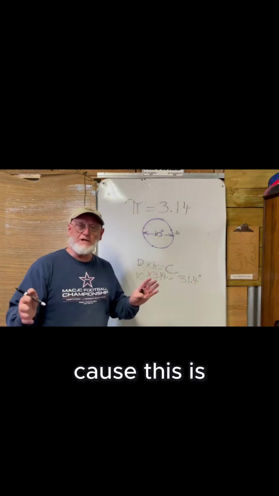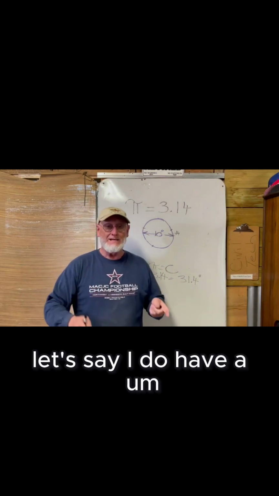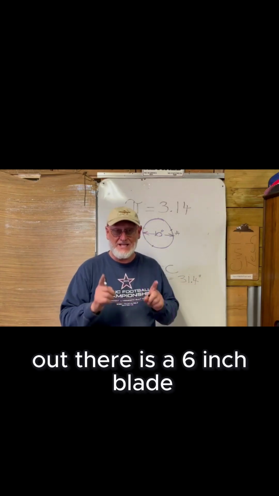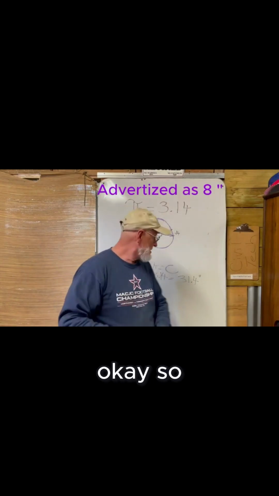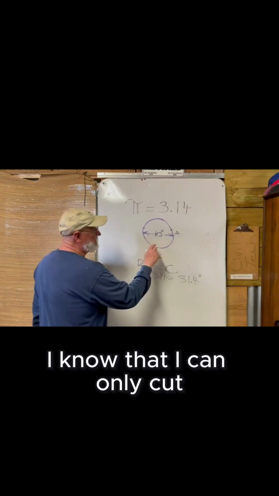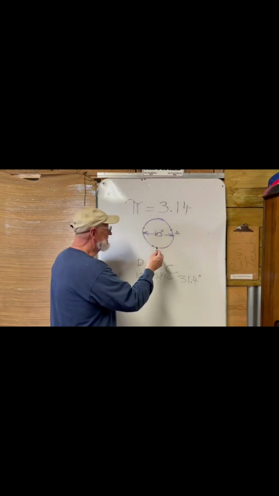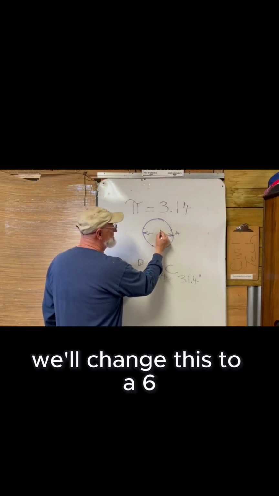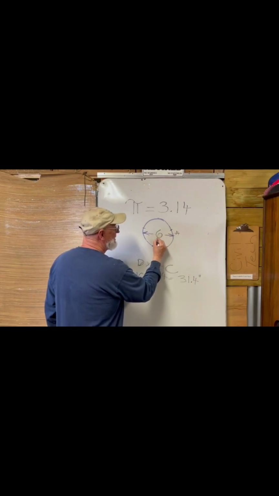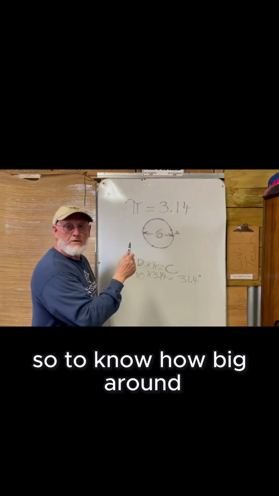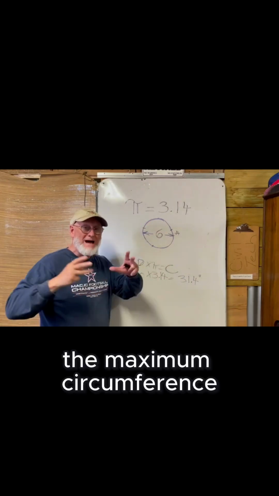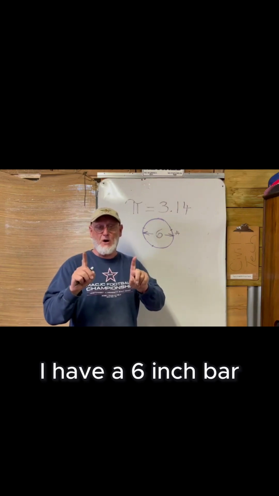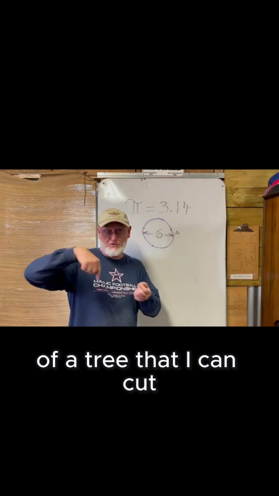Let's look at it another way. If I go up to a tree, because this is going to be a little bit more applicable, let's say I do have that little saw that I have out there, it has a 6-inch blade. So I know that I can only cut a tree that is 6 inches in diameter. We'll change this to a 6. So, to know how big around the maximum circumference on a tree that I'll be able to cut, I have a 6-inch bar.